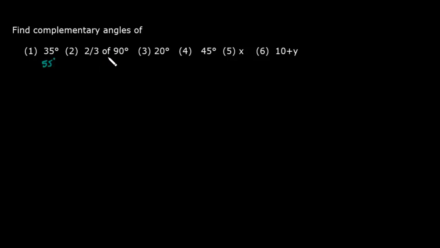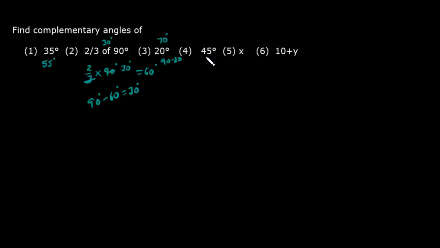In order to find the complementary angle of 2/3 of 90 degrees, first we have to find the angle. This is 2/3 of 90 degrees, which is 60 degrees. That means we have to find the complementary angle of 60 degrees, and that will be 90 minus 60, that is 30 degrees. So the answer is 30 degrees. For 20 degrees, this is 90 minus 20, that is 70 degrees. So the complementary angle of 20 degrees is 70 degrees.